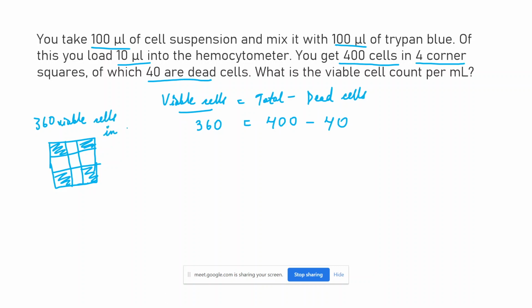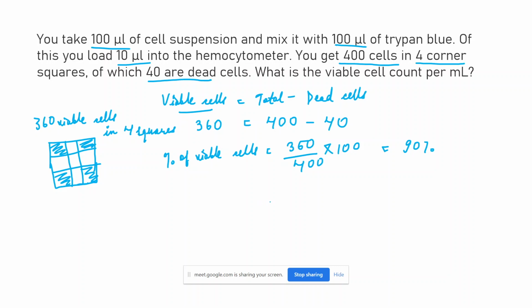in 4 squares. So first of all, we can determine the percentage of viable cells. This will be easy. This will be the number of viable cells divided by the total number of cells, times 100. So this will be 90%, right? So this is your percentage of viable cells.